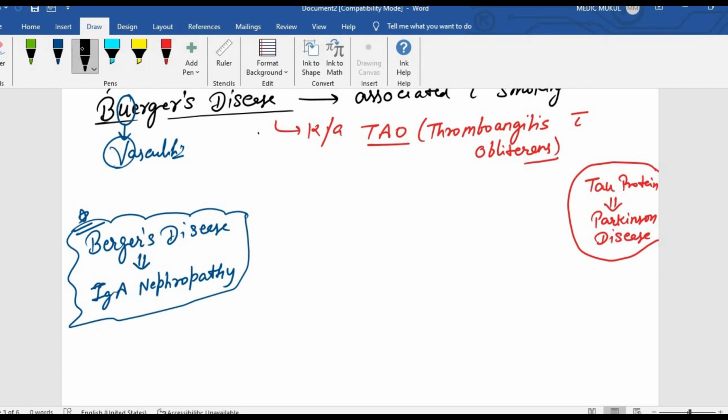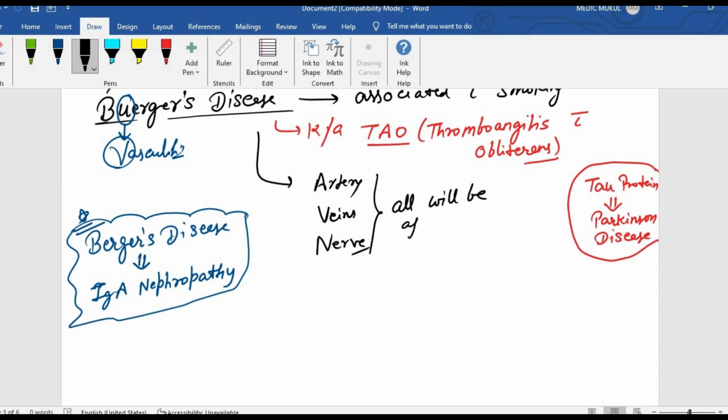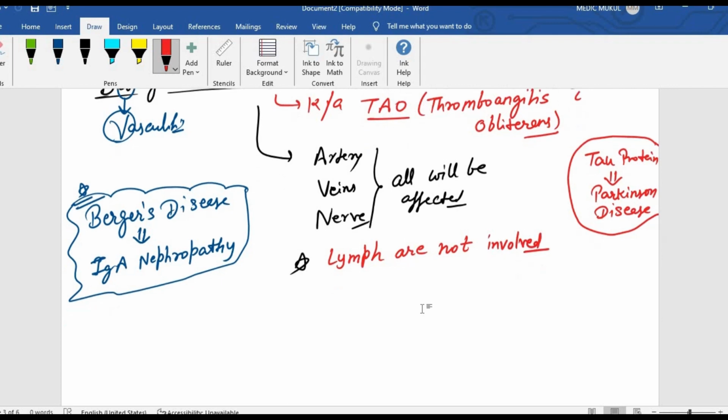See, in Buerger's disease, artery, vein or the nerves, all will be affected. So questions will not come about the artery, vein, nerves. The keyword that can come is that lymph nodes are not involved. We talked about Kawasaki, where there is lymphadenopathy, but here the lymph nodes are not involved. So that is Buerger's disease.